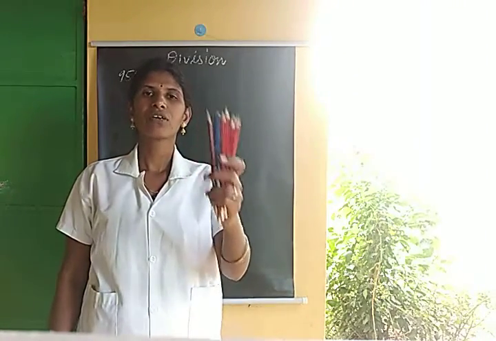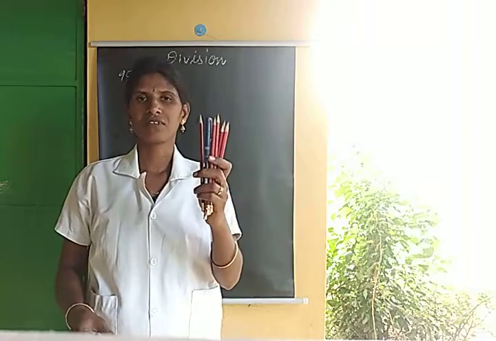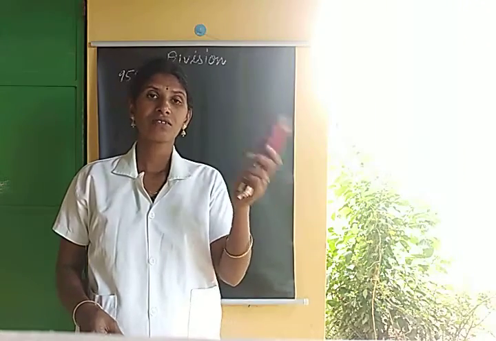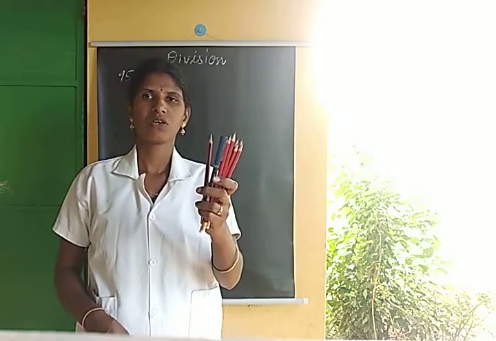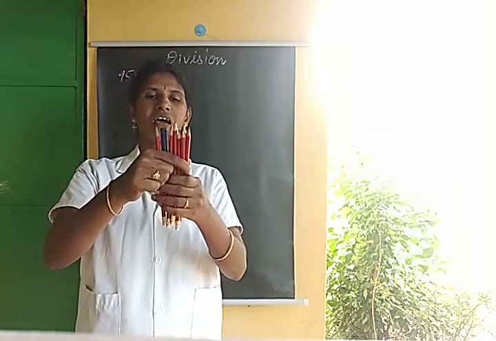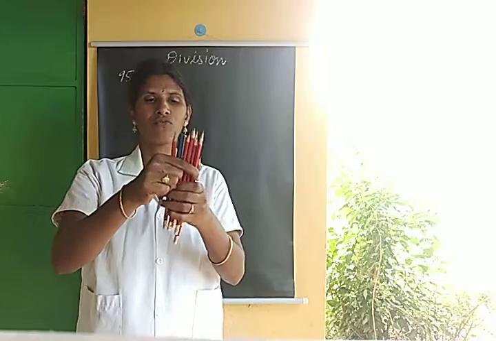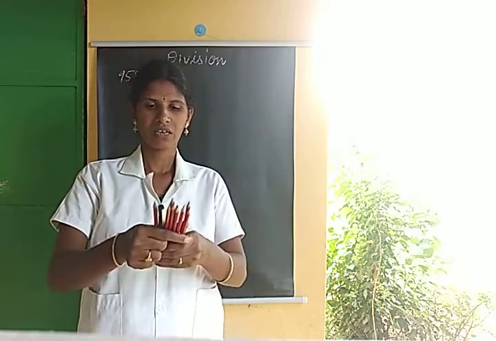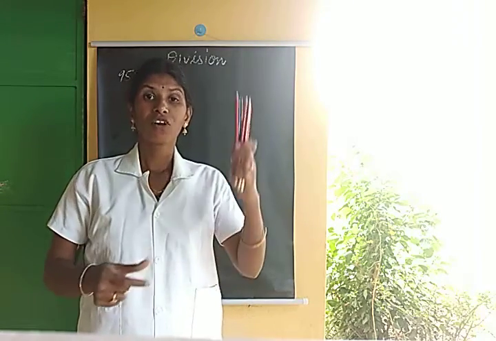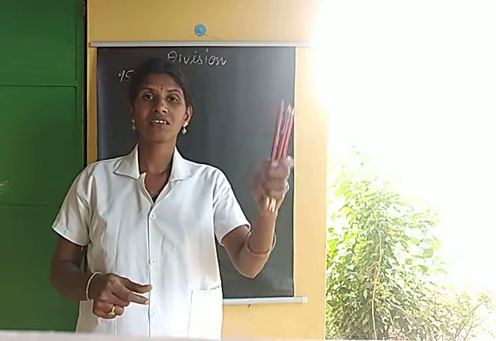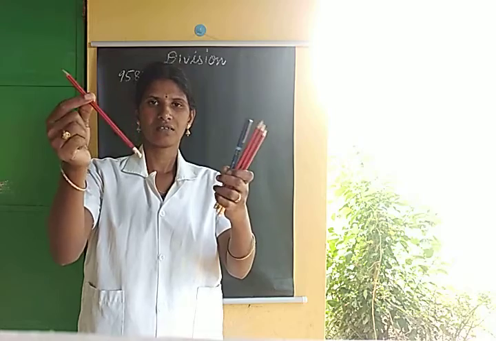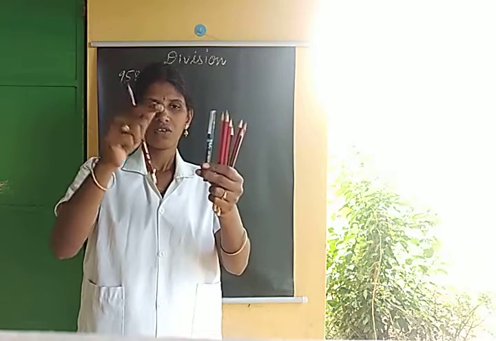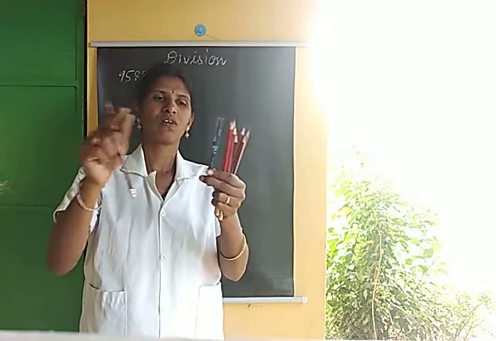I am going to give them to 5 students. For each student, how many things am I going to give? That is the question. These things I have to divide by 5. So, for 5 students, how many things am I going to give? Just I am taking one thing. For each person, I am giving one thing.